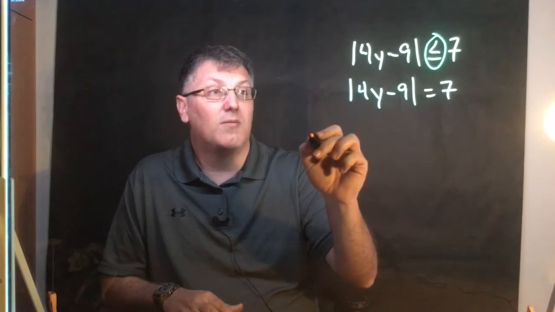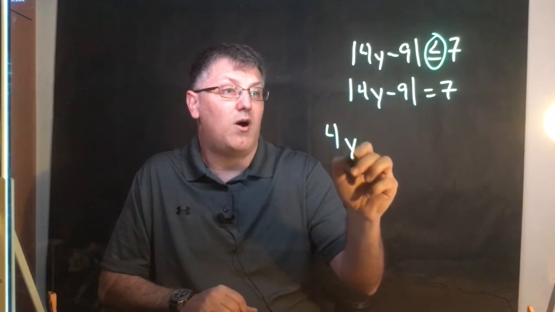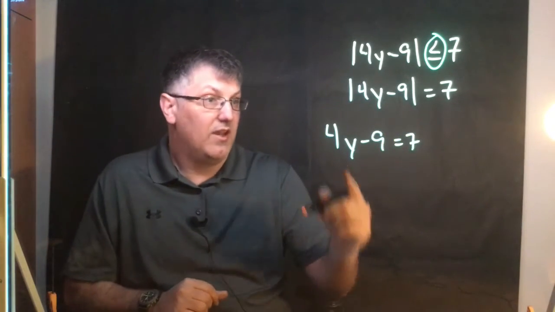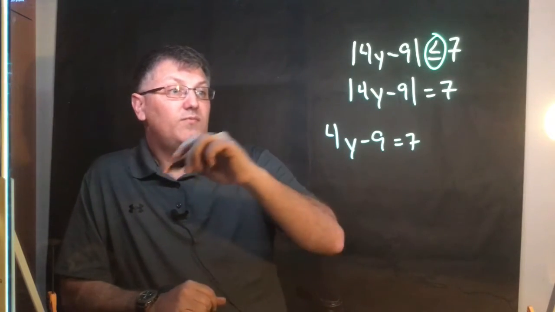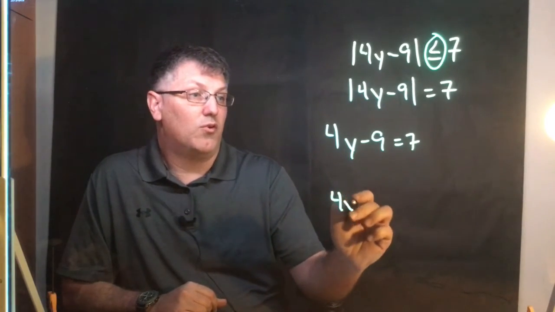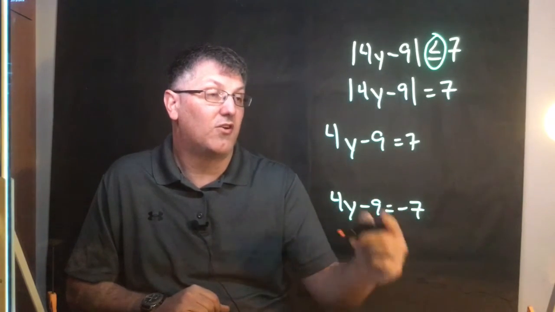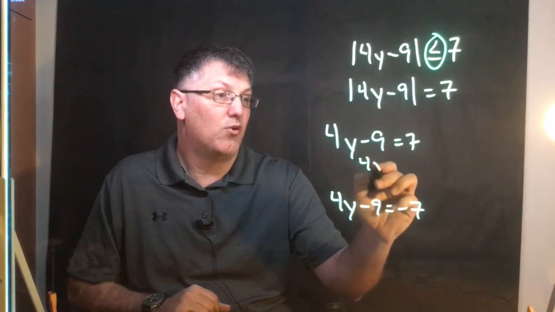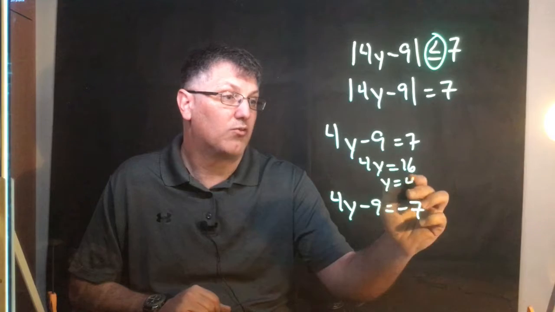So we're going to set this up as 4y minus 9 equals 7, and we're going to solve this. And then we're going to do 4y minus 9 equals negative 7. So now let's solve. We're going to add 9 to both sides, which gives me 4y equals 16. Divide by 4, y equals 4.